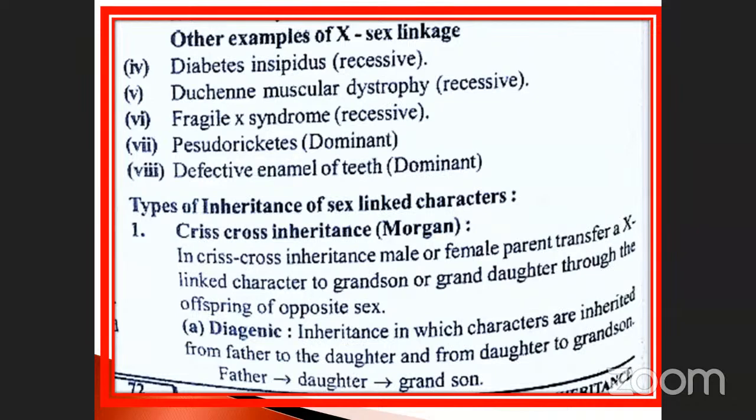Father, the chromosome is also obtained, okay, from the father to daughter. Daughter is the offspring. Okay. When the daughter again gives her own offspring, what happens? The grandson. So this condition is called, what is that? The characters are transferred from the father to daughter, daughter to grandson. That condition is called diagenic. It is also one of the criss-cross inheritance. Okay. Go to the next one.